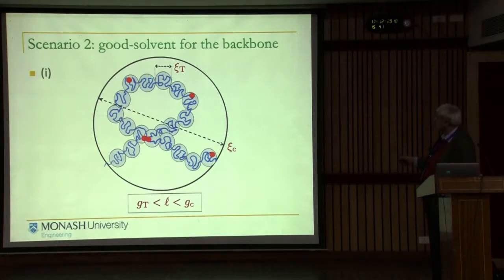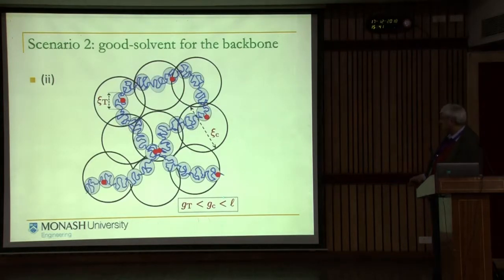So here are your correlation blobs. These red dots are the stickers. So you see the distance between stickers is larger than the size of a thermal blob, but it's smaller than the size of a correlation blob, which is this volume as a whole, right? Then you have the second scenario where your spacer length is larger than both the thermal blob size and the correlation blob size. So you can see that the sticker distance is larger than thermal blob and the correlation blob.